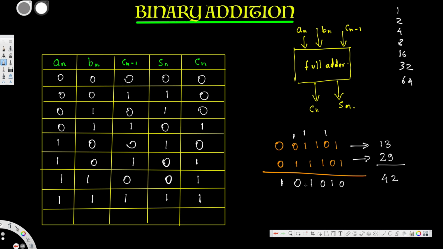Now let's verify whether we are getting 42. You can see that the second place is 2, so this is 2, and 8 plus 2 is 10, and then 32 plus 10 is 42. So we are getting the correct answer, therefore this is correct, and that's how we do binary addition. I hope this helps. Thanks for watching.